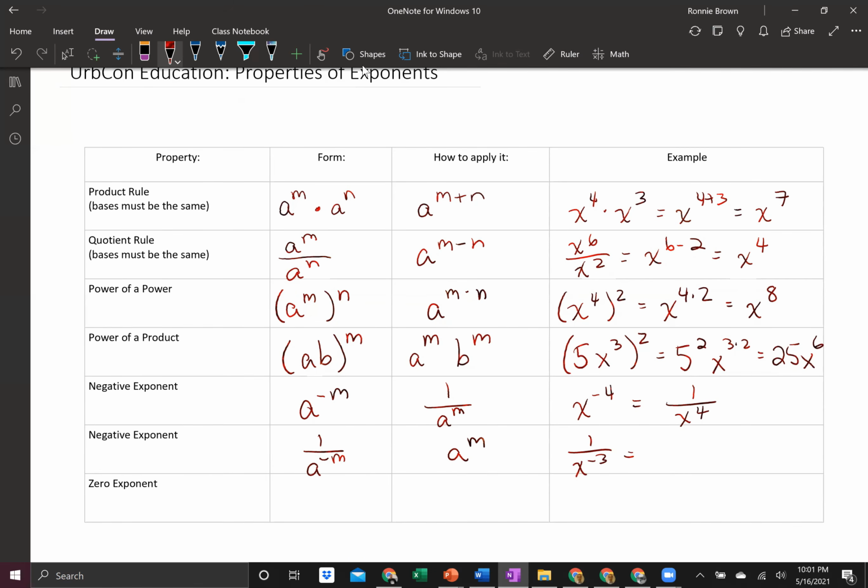So let's look at an example like this, 1 over x to the negative third power. Well, I don't want a negative exponent. It's currently in the denominator, so I'm going to move it up to the numerator and it becomes x to the third power.